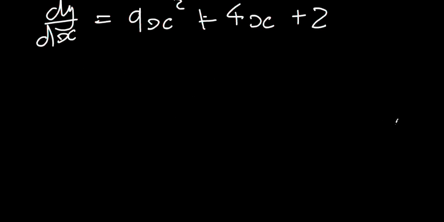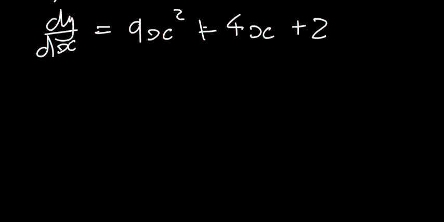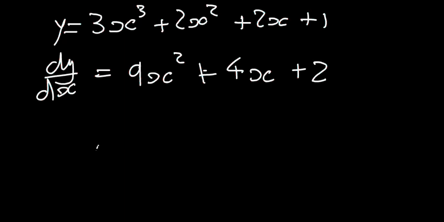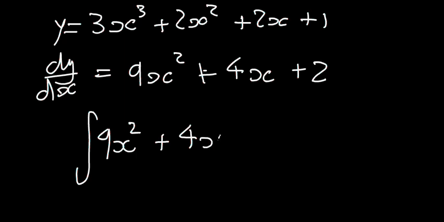Now, if we look at our differential, trying to get back to our original one, and I won't go through the original proof of this as it's not required for the course, what we need to do is increase this power by 1 and then divide by the new power. So we say that the integral, which is the integration sign, indefinite because there are no limits placed, and I'll talk about that later, of 9x squared plus 4x plus 2 dx, and this shows that we're doing it with respect to the x value.